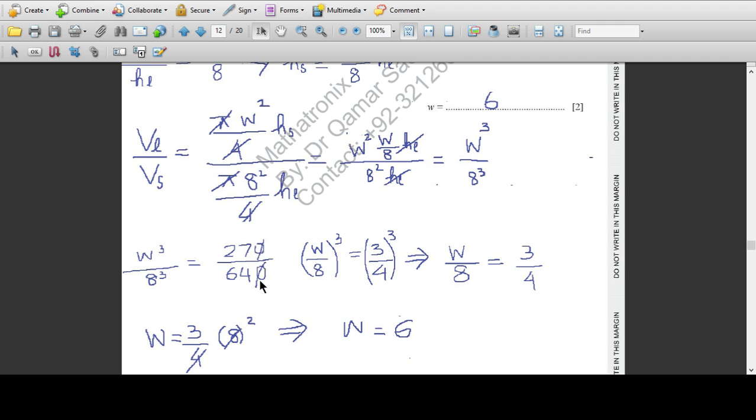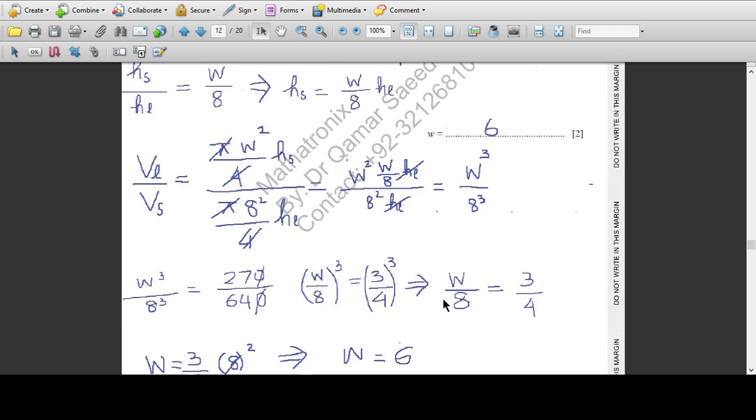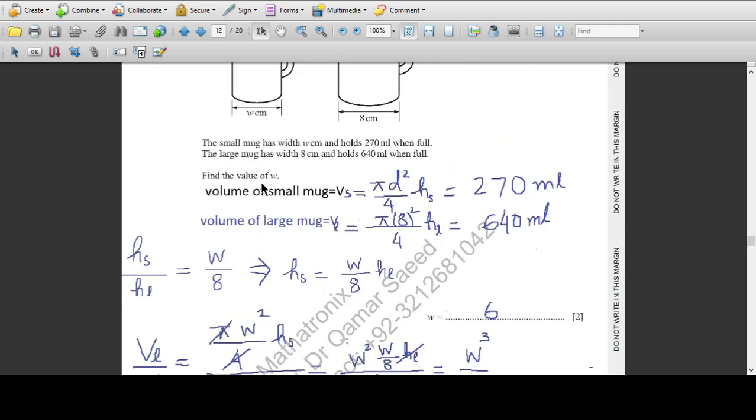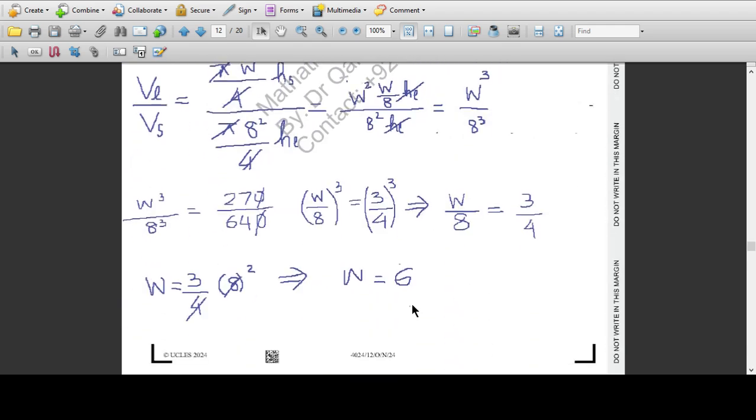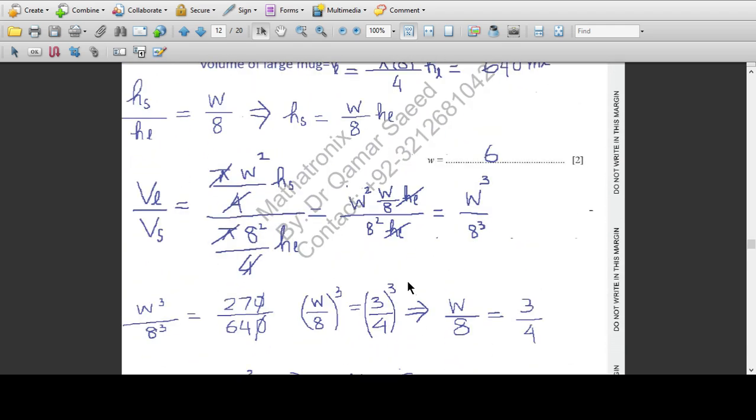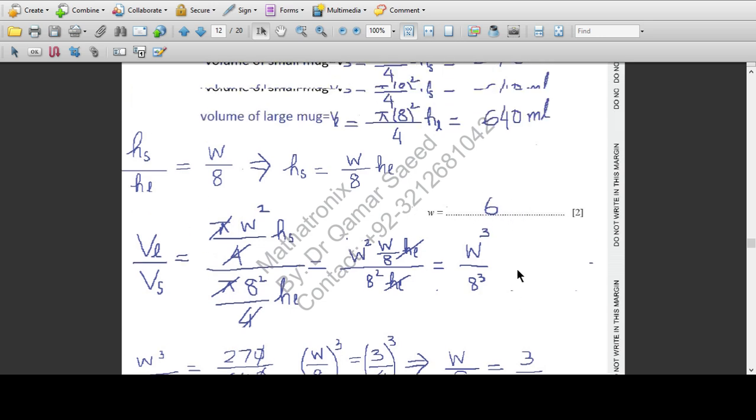So we'll cancel out, and get 27 upon 64. So this is 3 upon 4 cube. These cubes are equal, so W upon 8 is equal to 3 upon 4. So W is equal to 3 upon 4 into 8, W is equal to 6. So this W is obtained as 6. So we write down W is equal to 6 here.